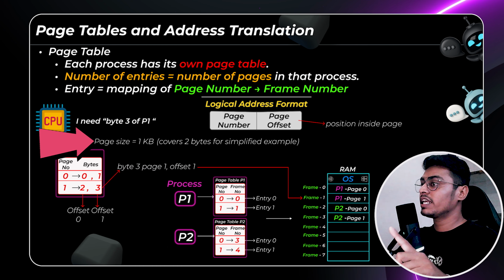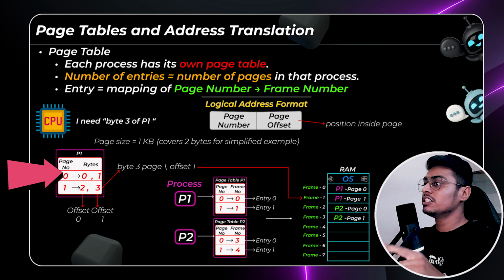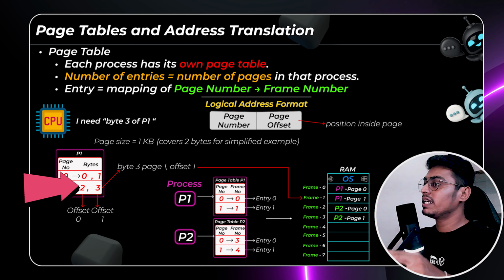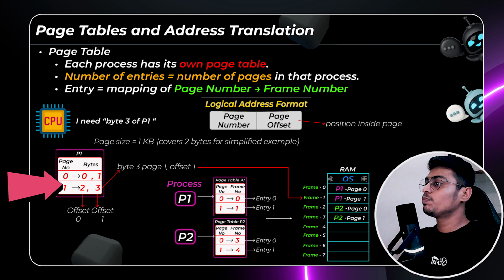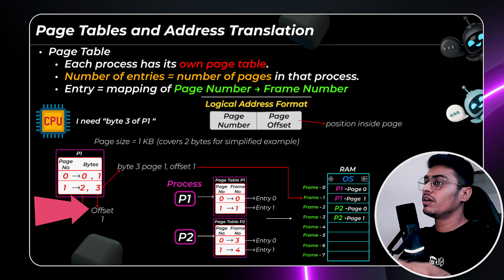Since each page is 1 KB, which can hold bytes number 0 and 1, we can determine page 0 contains bytes 0 and 1, and page 1 contains bytes 2 and 3. So byte 3 belongs to page 1. It's the second byte, offset number 1 within that page.